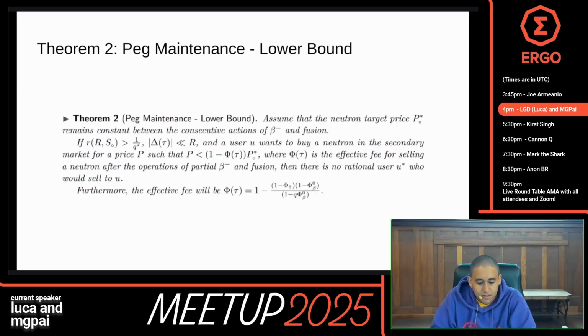So for selling, when you want to sell, you'll just have stablecoins. So you're going to have to convert some of them to protons and then do a fusion. And again, in the case when the peg is maintained, so the neutron price equals the oracle price, then the selling price is bounded by this effective fee. So this effective fee takes into account the two actions of doing a partial beta decay and then a fusion.